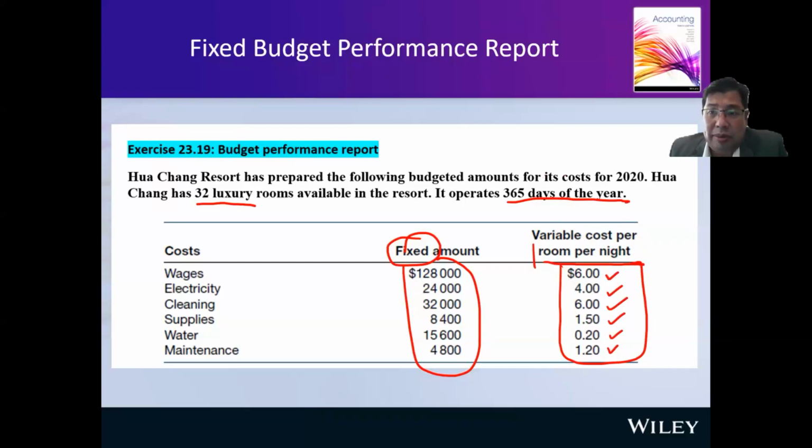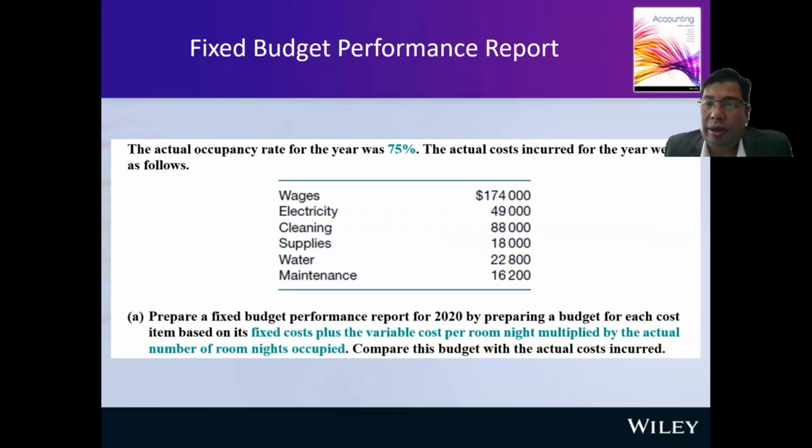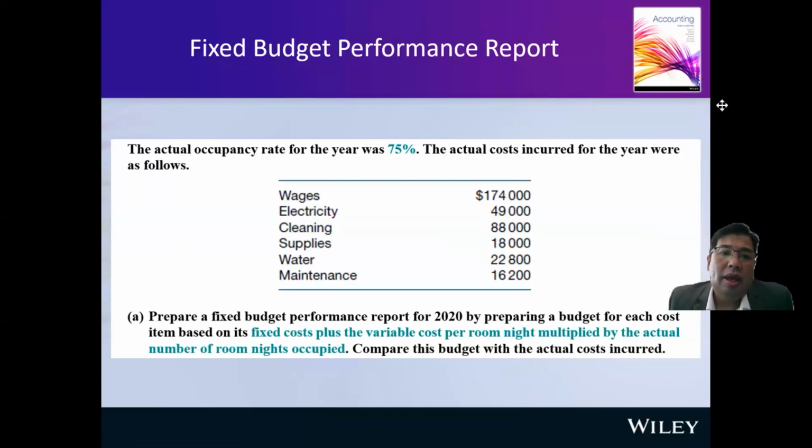Okay, if you want to estimate the maximum number, it will be 365 multiplied by 32. So this is the max. It won't happen like that. Most of the hotels might have around 30% or 40% occupancy rate. But for every one night and one room, this is the cost. So your task now is assuming that your occupancy rate for next year is 75%.